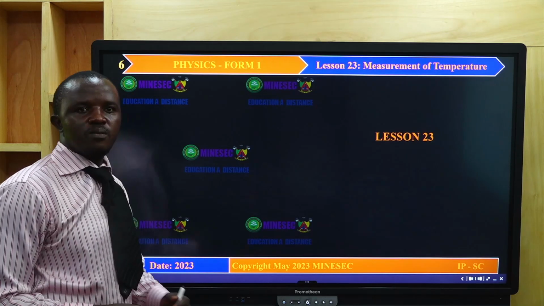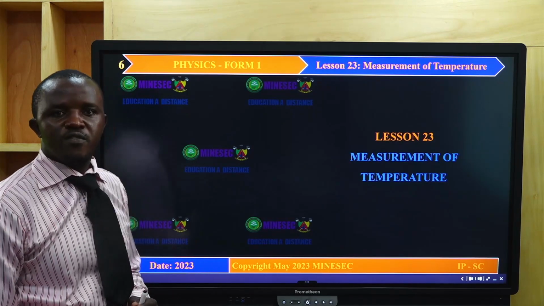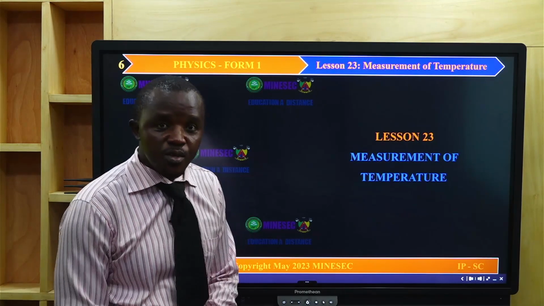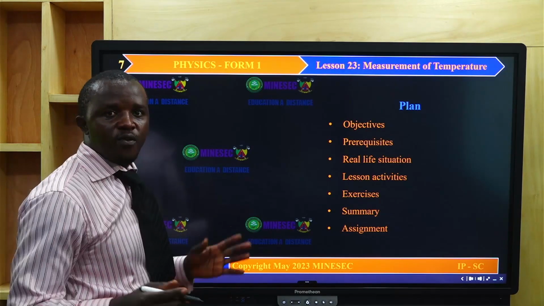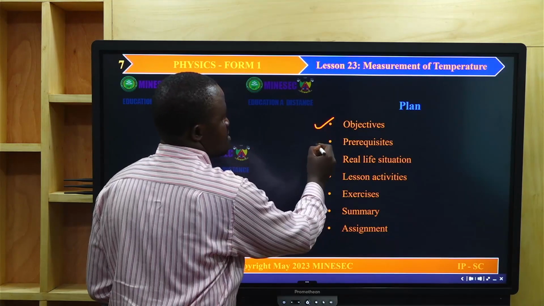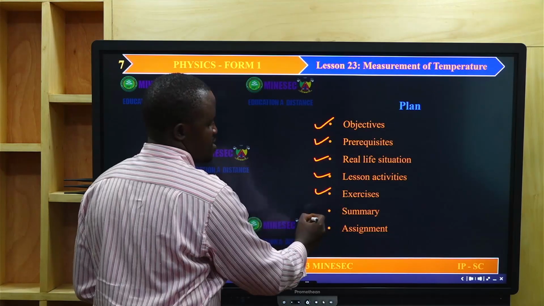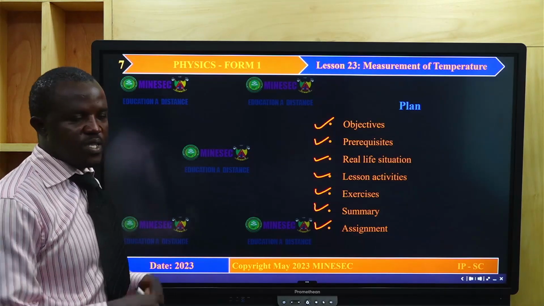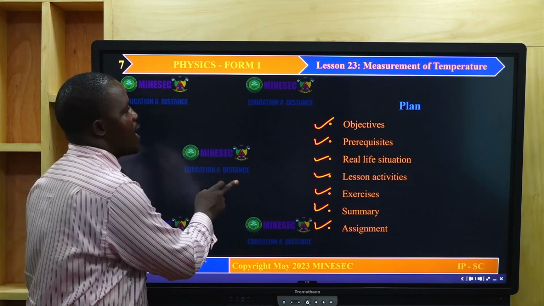So our focus today is on lesson 23, and we shall be looking at measurements of temperature. Okay? Temperature. Take note. So here's a plan for the lesson we're going to follow. We're going to look at the objectives for the lesson, the prerequisites, real life situation, or lesson activities, exercises, a summary of the lesson, and then an assignment for you to take home and test to see if you have understood what we are out for.